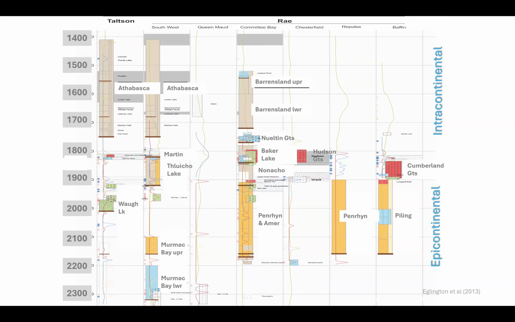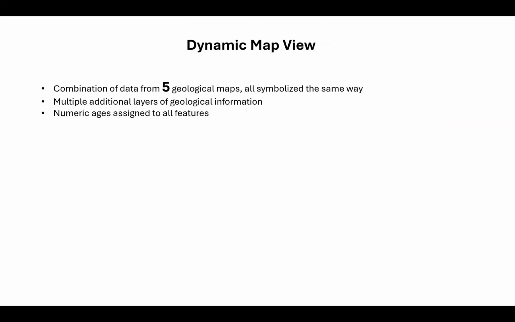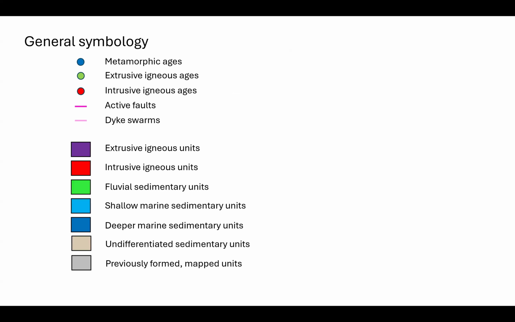This is stuff we've done in the past with various publications, but we hadn't really looked at what one can do in terms of geological maps, and that's what I want to concentrate on today. So what we're going to do is to combine the information from 5 geological maps, all symbolized the same way, adding a whole series of additional layers of geological information, and with everything imposed with numeric ages to allow us to work with things in a nice organized sense.